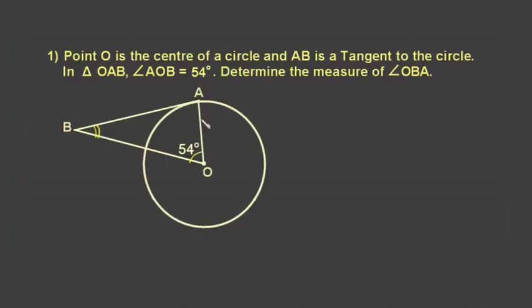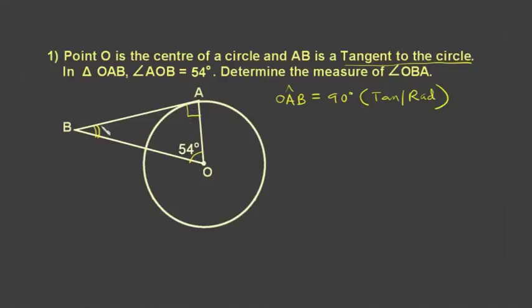Now, what do we know about a tangent to a circle? Well, we know that when we have a tangent line and we have a radius drawn from the point of contact, then the angle between the tangent and the radius will be 90 degrees. So the measure of angle OAB will be equal to 90 degrees. Why? This is because of the tangent radius theorem, which means a tangent and a radius intersect at right angles.